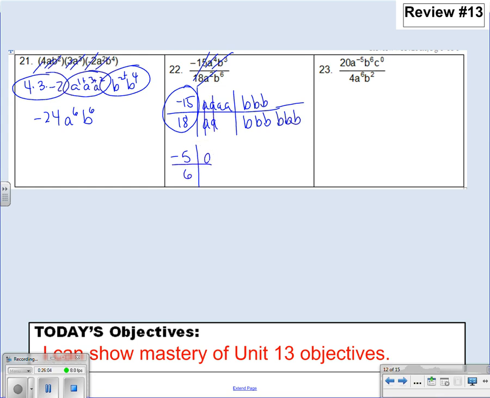Cross out your a's. We have 2 a's, or a squared, on top. Cross out your b's, and we have b cubed on the bottom. So our answer would be negative 5 a squared over 6 b cubed. Number 23. Again, separate the numbers. Separate the letters.